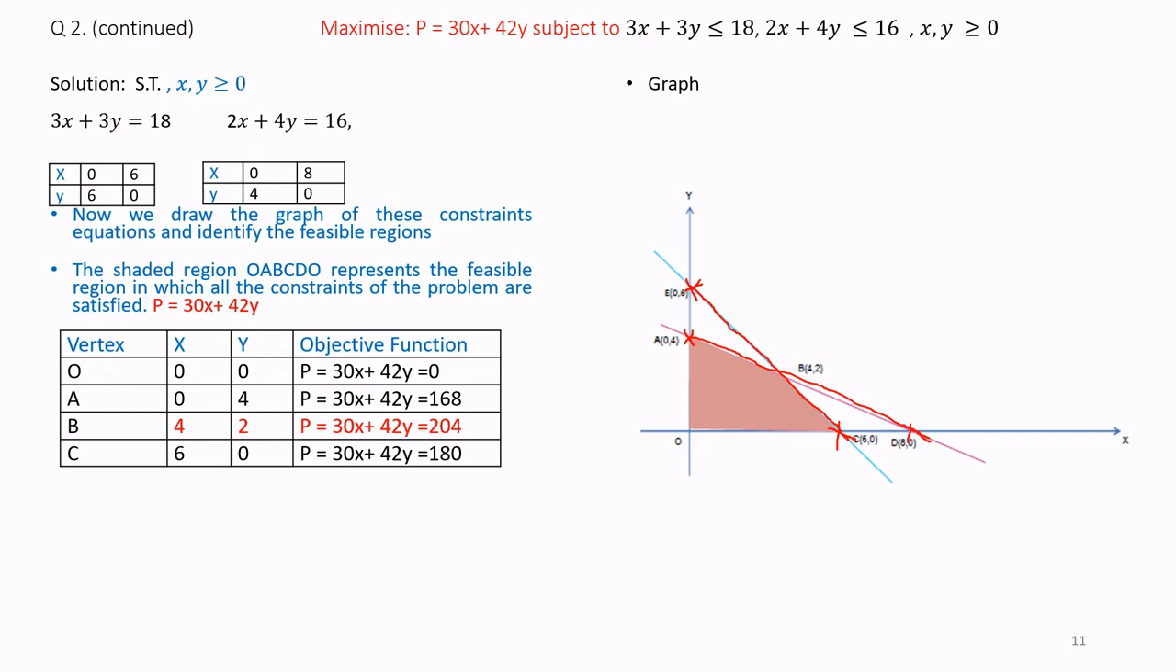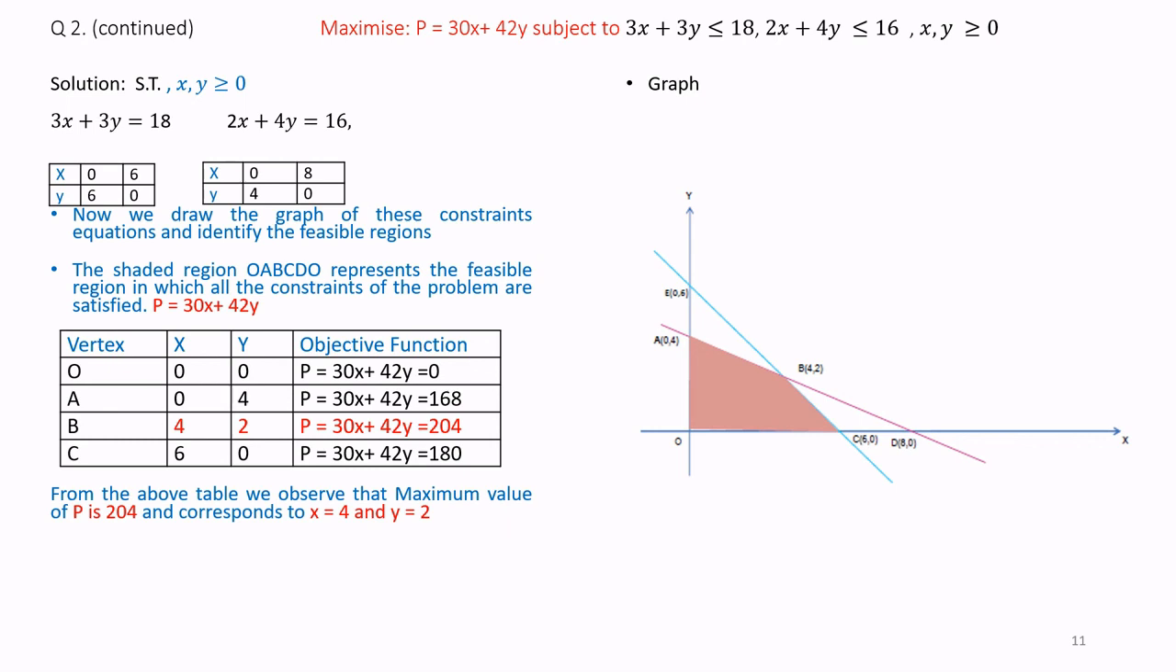So for this value, the profit is maximum. Let us note down the point. From the above table, we observe that the maximum value of P is 204 and corresponds to x = 4 and y = 2.